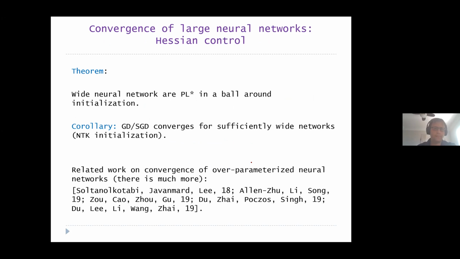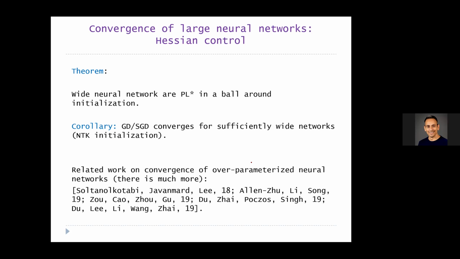As a consequence of this, I should say, wide networks are PL star in a ball around initialization. And then you can prove that they converge. So how? Because of this Hessian control. The Hessian is small, and it was already proved in the previous literature that the tangent kernel is non-degenerate at the initialization point with high probability. So you just use Hessian control to show that the function represented by the neural network itself is PL star. And as a corollary, yeah.